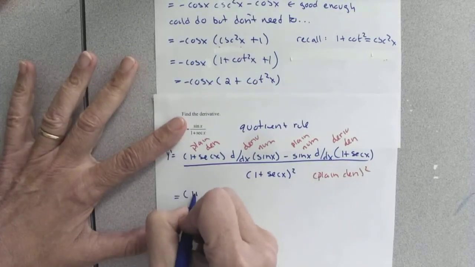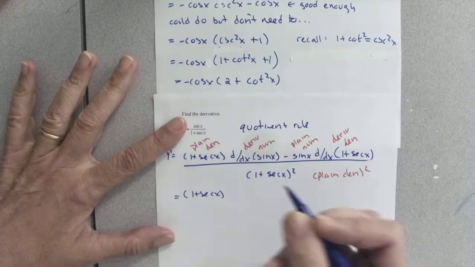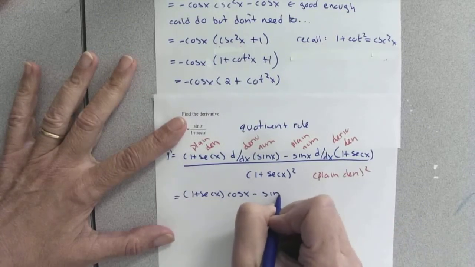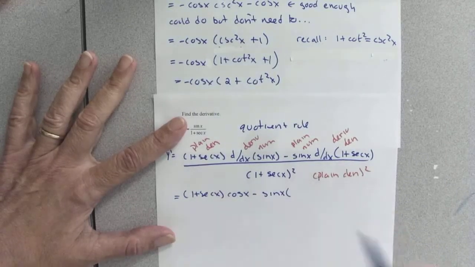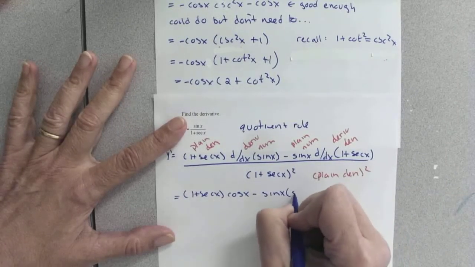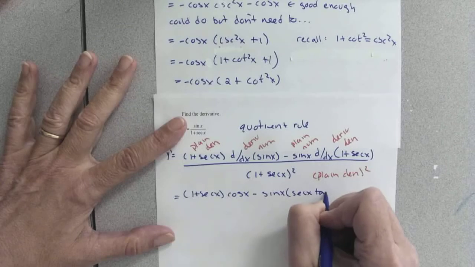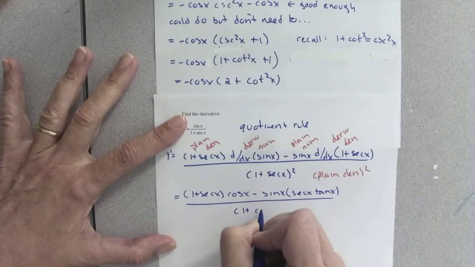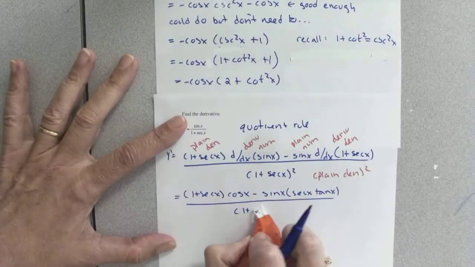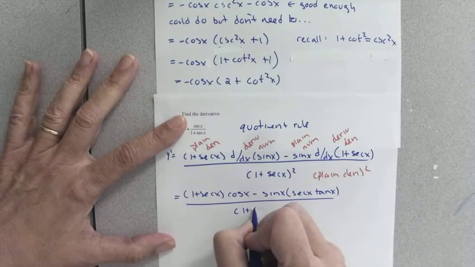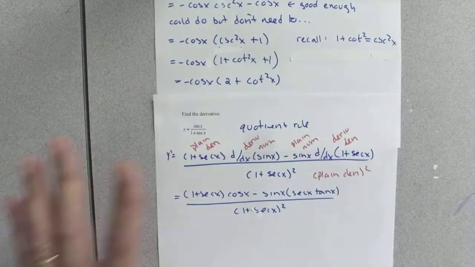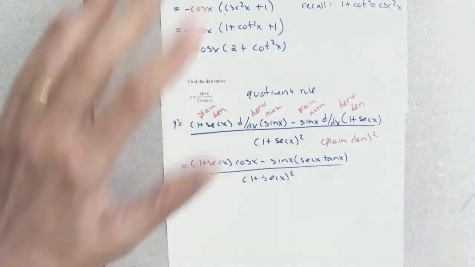So now doing this, that's 1 plus secant x, derivative of sine is cosine, then minus sine x, derivative of 1 is 0, derivative of secant x is secant x tangent x, all over 1 plus secant x quantity squared. And there's my unsimplified derivative.